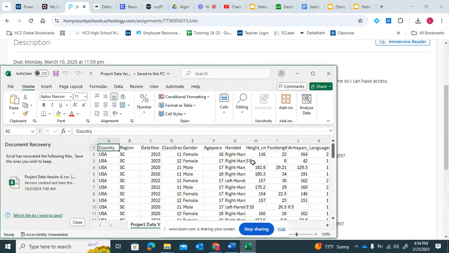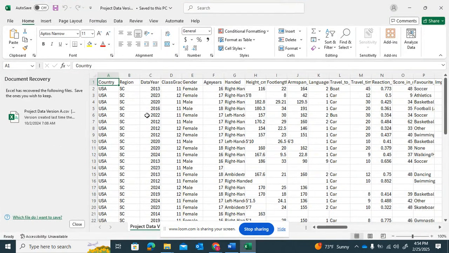Basically, what I did is I went through each data set and I looked at two things that looked interesting to see if there was a relationship. So, for example, is there a relationship between someone's height in centimeters and their foot length in centimeters? I would think that the taller you are, your foot length would be bigger. But is there a mathematical relationship? That's what we need to look at.